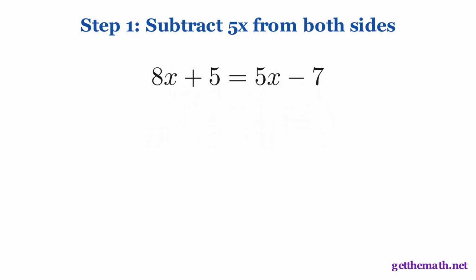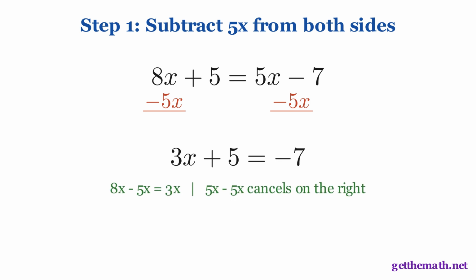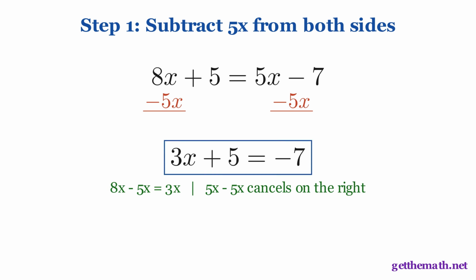Step 1. Move the x terms to the left side. We subtract 5x from both sides. On the left, 8x minus 5x gives us 3x. On the right, 5x minus 5x cancels out completely. So now we have 3x plus 5 equals negative 7.